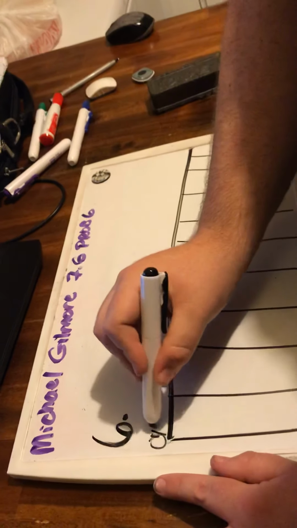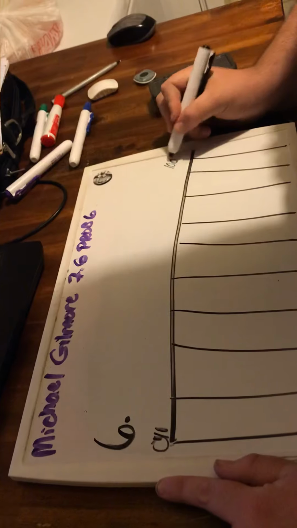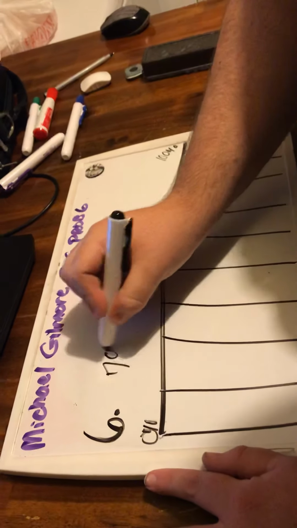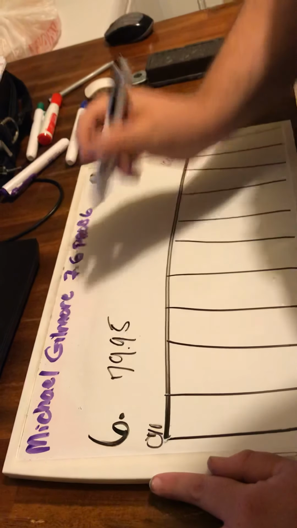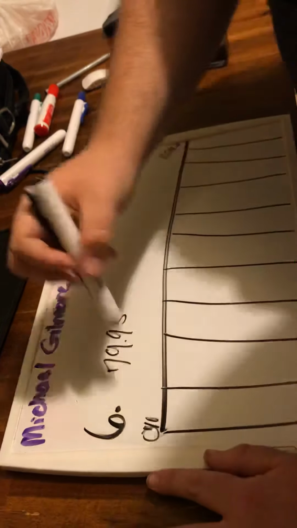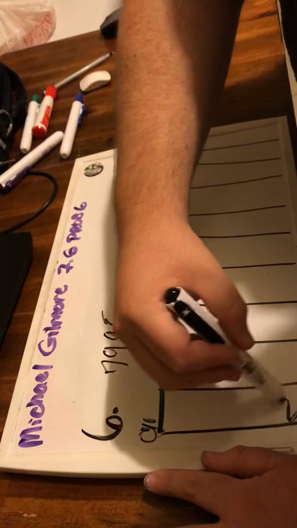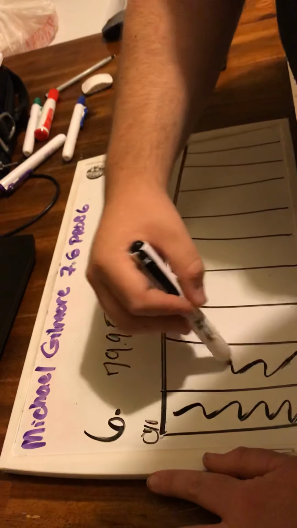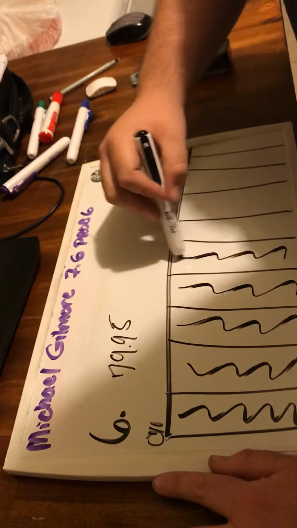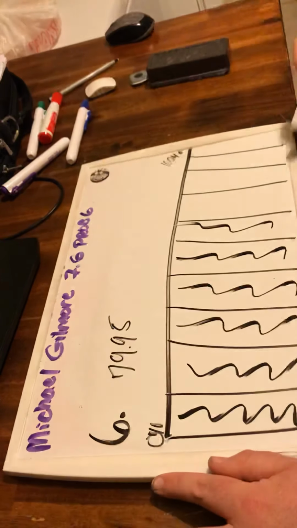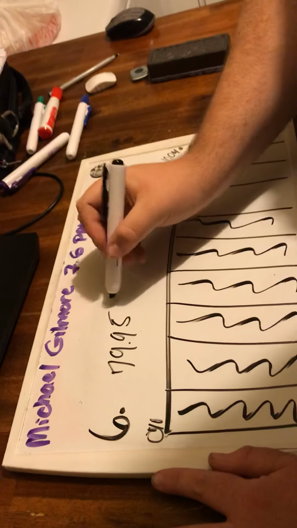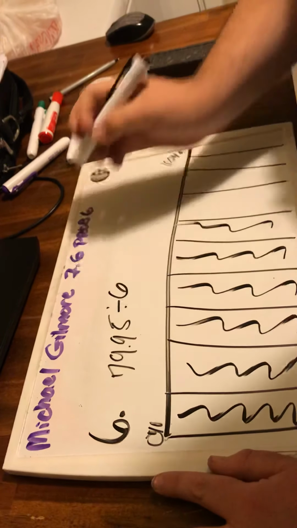So at this end we have 0%, and at this end we have 100%. So we're going to be taking 79.95 and we're going to break it up into 6 parts. So we have this one being 10%, 20%, 30%, 40%, 50%, and 60%. And we have 1, 2, 3, 4 left over. So we take this and we're going to divide it by 6.